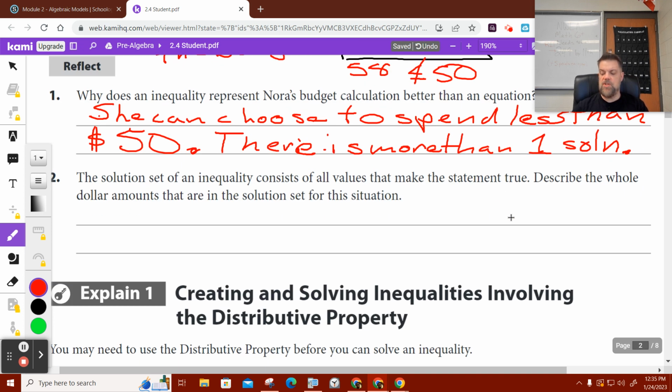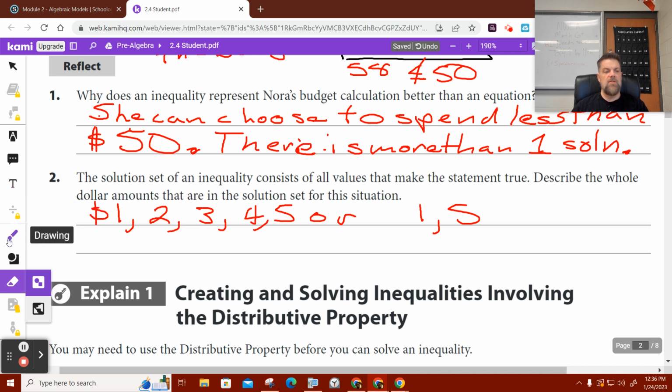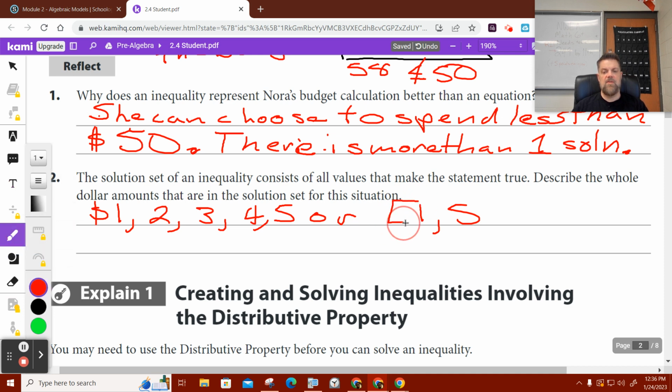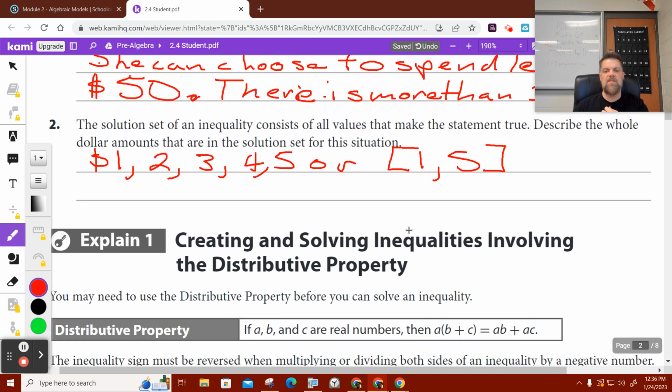And it says, what is the solution set? Well, she could spend $1, $2, $3, $4, and $5. Or one way to write that is from 1 to 5. And since we have the equal sign, technically, you would write it this way. You would write a bracket, and we'll talk about that. So because there's more than one solution, we gotta talk about how do we represent more than one solution at some point in time.